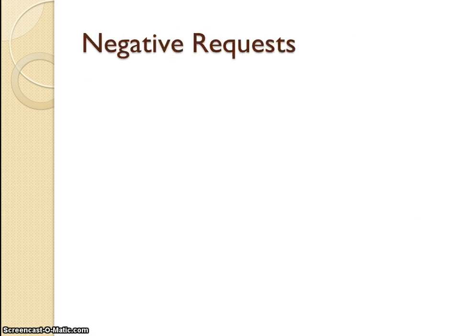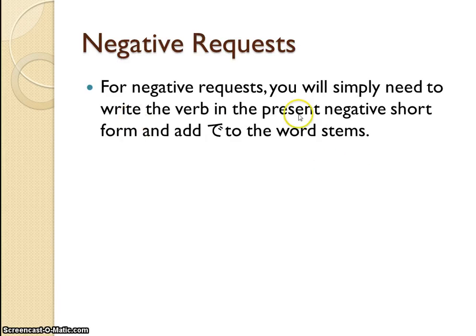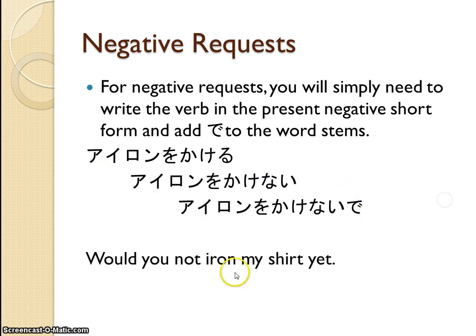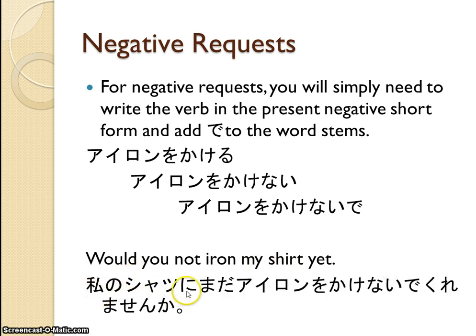Okay, let's take a look at negative requests. This is not in the textbook, so those of you who are just going off the textbook, I just wanted to make sure I mentioned this one. For a negative request, you simply write the verb in the present negative short form and add de to the word stem. アイロンかける becomes アイロンかけない and then アイロンかけないで, and then you would use the endings like いただけませんか or くれませんか or くれない. So would you not iron my shirt yet? Maybe you want someone to wait. In this case, it'll be 私のシャツにまだアイロンをかけないでくれませんか?